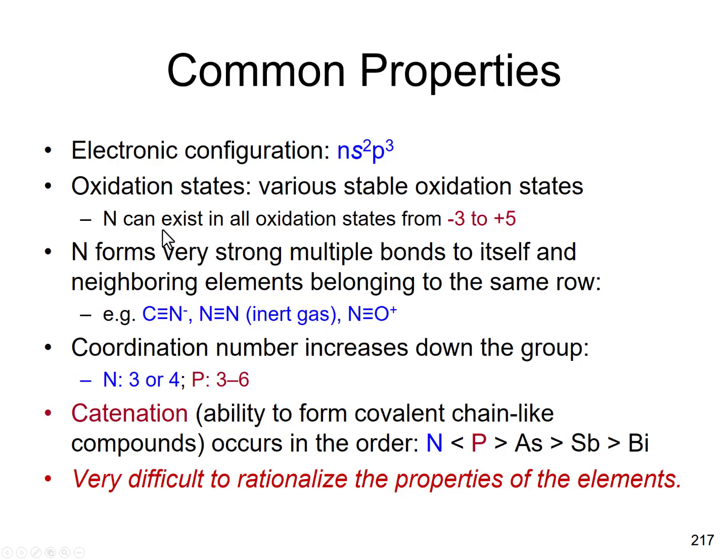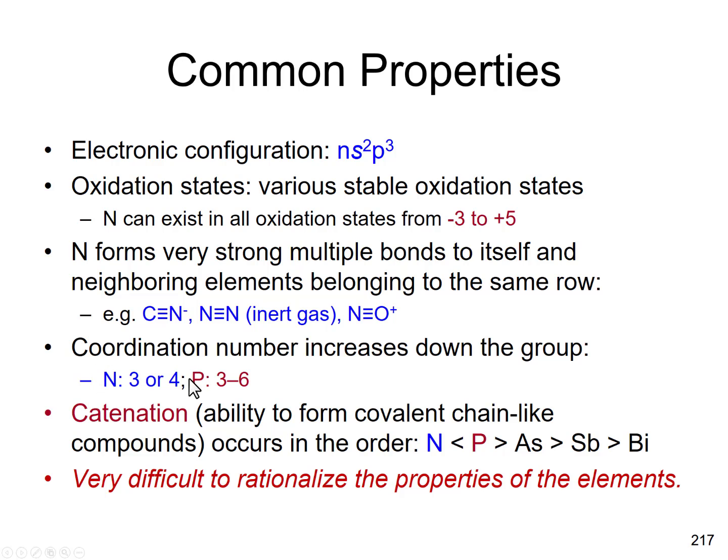For example, nitrogen can exist in all oxidation states ranging from -3 to +5. Nitrogen forms very strong multiple bonds to itself and neighboring elements belonging to the same row. For example, you have the cyanide anion, the dinitrogen gas itself, which is an inert gas, and you have the nitrosyl cation. The coordination number increases down the group.